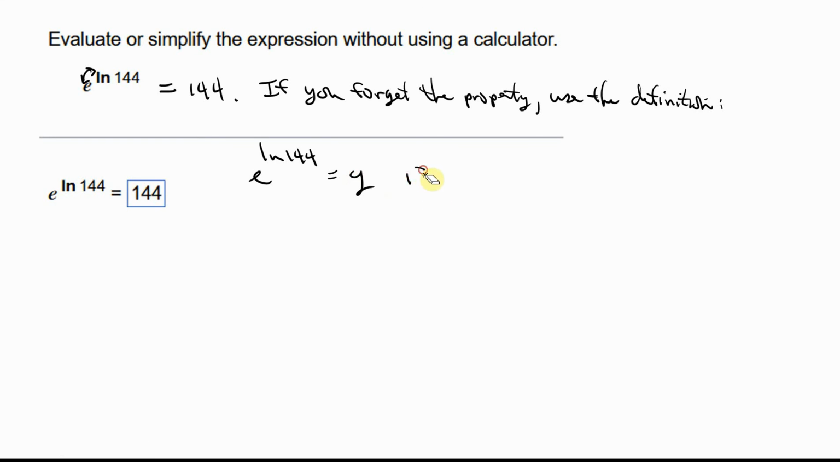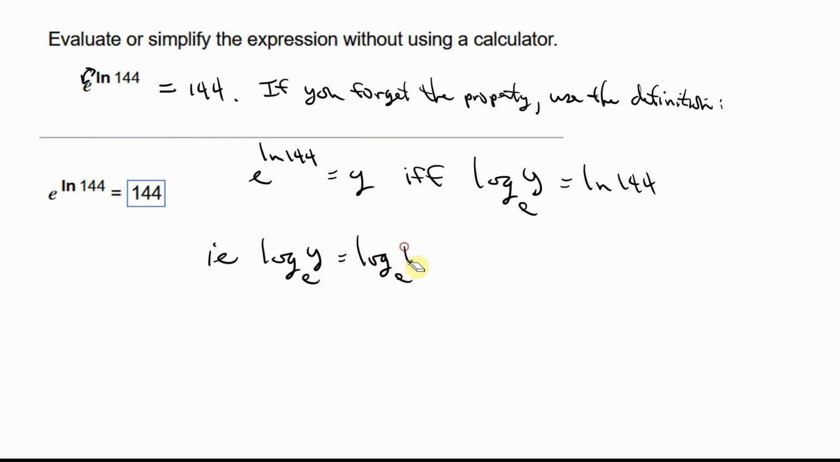All right, by definition, I'm just going to go right to it. So this is log base e of y is equal to the natural log of 144. Again, here the natural log is the log of base e. That is to say, log base e of y is equal to log base e of 144. If all things are equal, y is equal to 144. You see that? Because e is e, log is log, right? And y is 144. So I forgot the property.